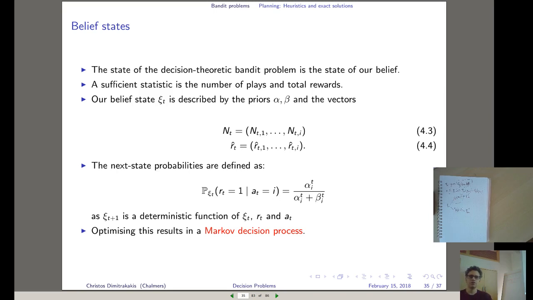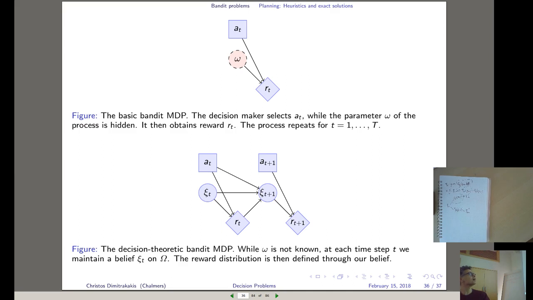Okay. To solve this problem, you can basically formalize it as what is called a Markov decision process, which we'll talk about later in the course. But here is an introduction. So the bandit MDP, think about it like this. You have some unknown omega parameter that together with your action is generating rewards. The problem in the bandit problem is you don't know this omega. So you don't know how to solve this in some sense. So what we're doing to solve the problem is we replace this omega with something that is known, and what is known is our belief about what omega is.